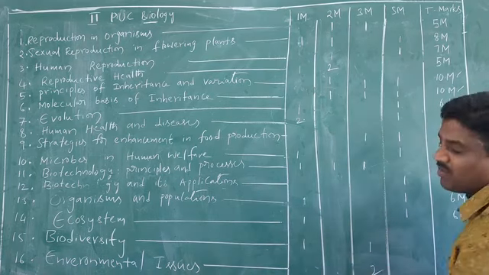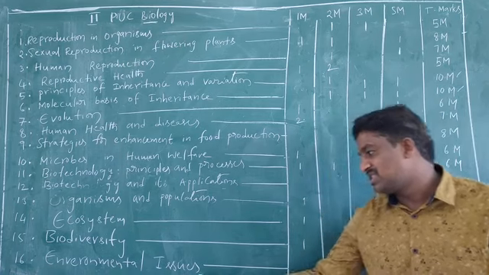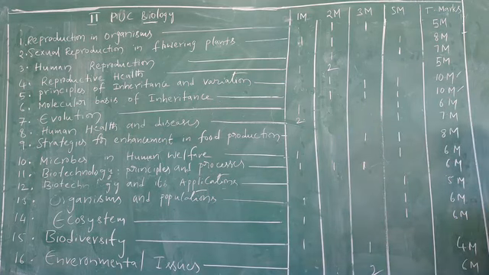And then environmental issues. The last chapter in this 12 is the 16th chapter, environmental issues, and from the environmental issues they can ask 3-mark questions too. So here the total is 6 marks.